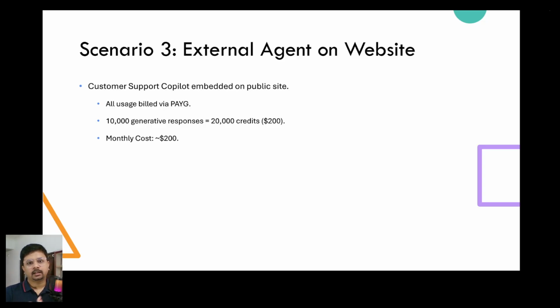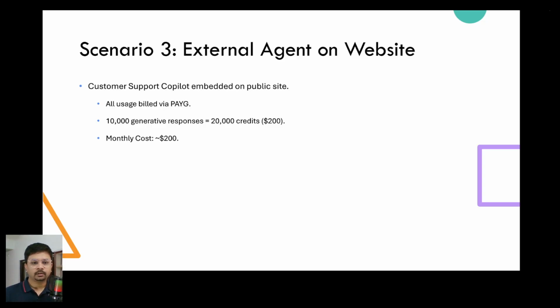Scenario number 3: if you build an external agent on a website. Here we don't have authenticated users, right? On many websites you see, if you go there, they have a Q&A chatbot. Like every website currently, everyone has a Q&A chatbot. So these kinds of agents you can also build.